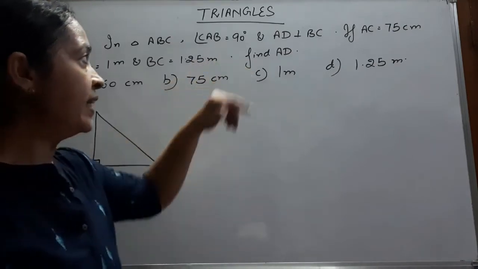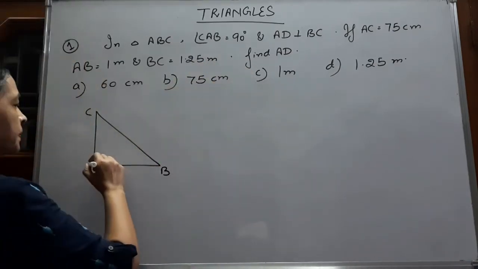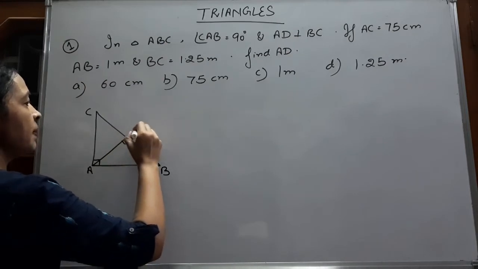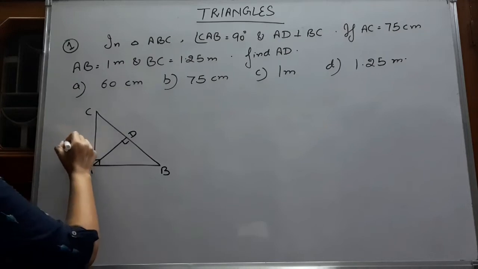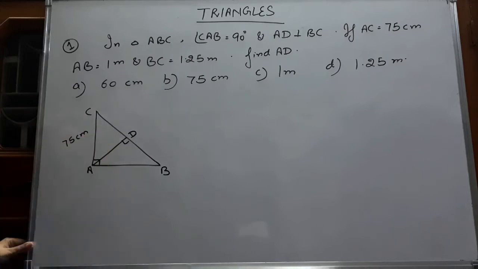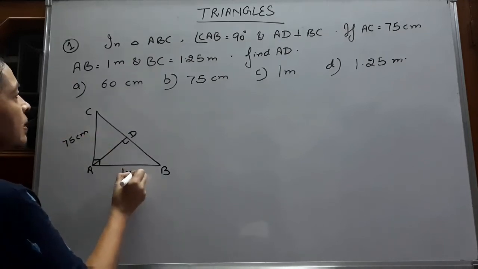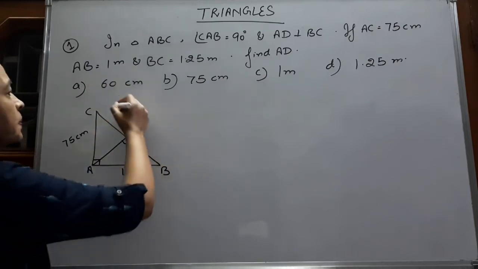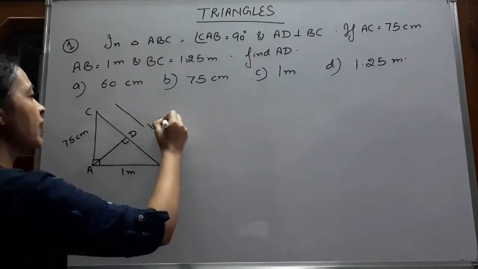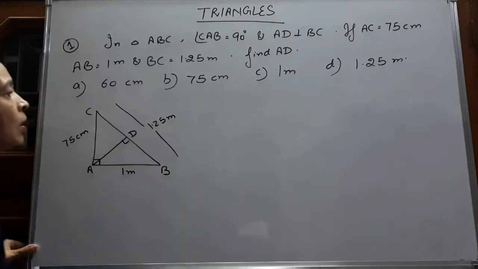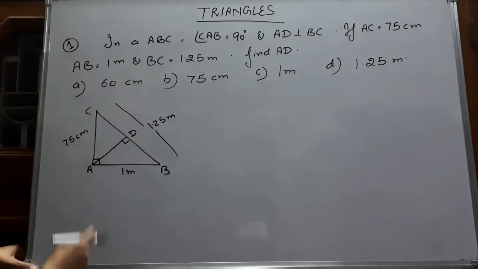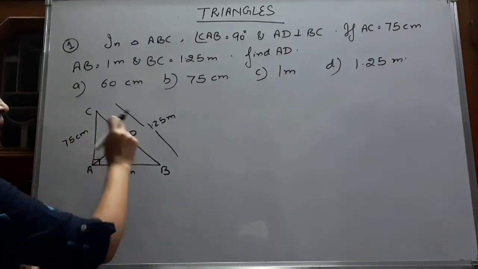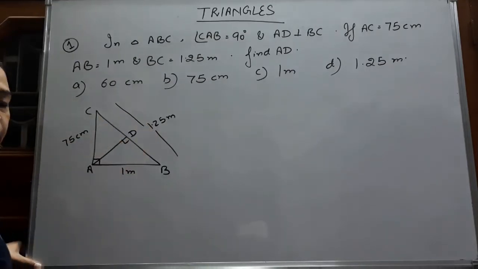Now, AD is perpendicular to BC. AC is 75 centimeters. AB is 1 meter and BC is 1.25 meters. We have to find AD. Clear? Now, children, in this triangle, AD is perpendicular to BC, the hypotenuse.